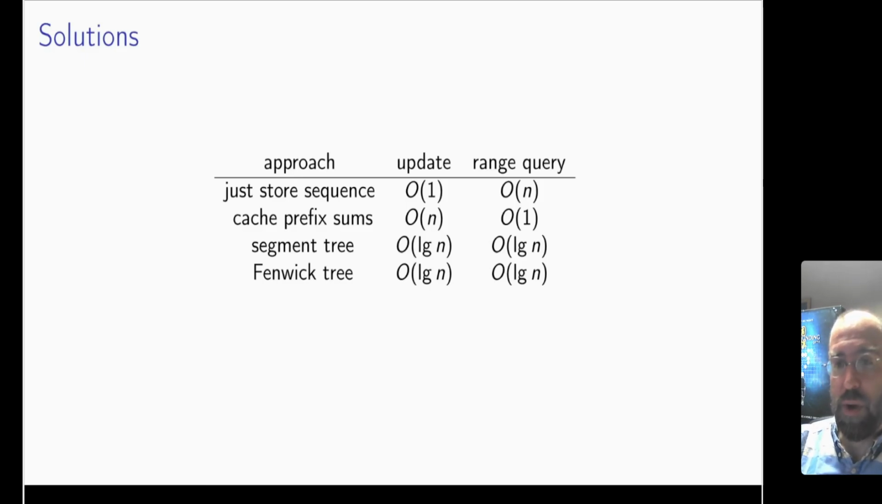Okay, so there are two nice solutions to this problem that give us log time updates and range queries. Segment trees are very easy to understand, and Fenwick trees are extremely fast, but harder to understand. And so I want to tell you about segment trees first, and then explain how we can understand Fenwick trees as sort of an optimization of segment trees, which is not how they're usually presented.